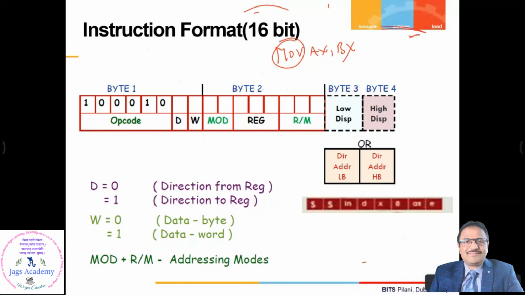Next bit is D. Can you tell me what the D bit is for this? You have both choices because here both are registers. So I'm going to consider 0 first. D equal to 0 means data is coming from the register, yes or no? Data is coming from the register. Which register? From which register is data coming?